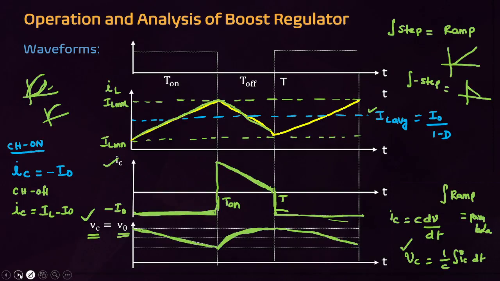Next, to calculate the capacitor related formulas, these waveforms are important. This is the inductor current waveform. This is the capacitor current waveform. This is the capacitor voltage waveform, friends. Voltage across the capacitor is nothing but the load voltage.